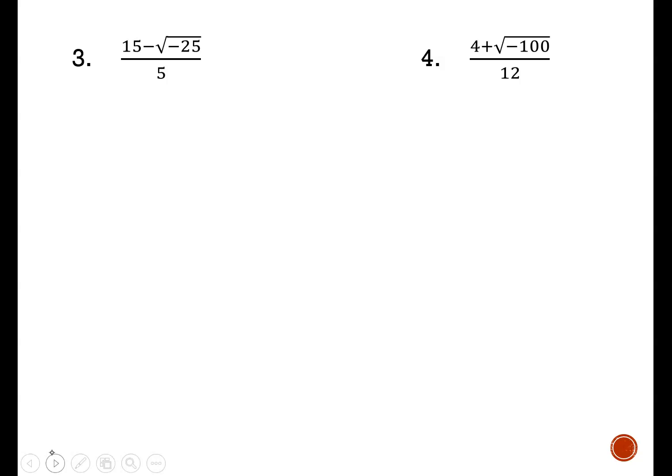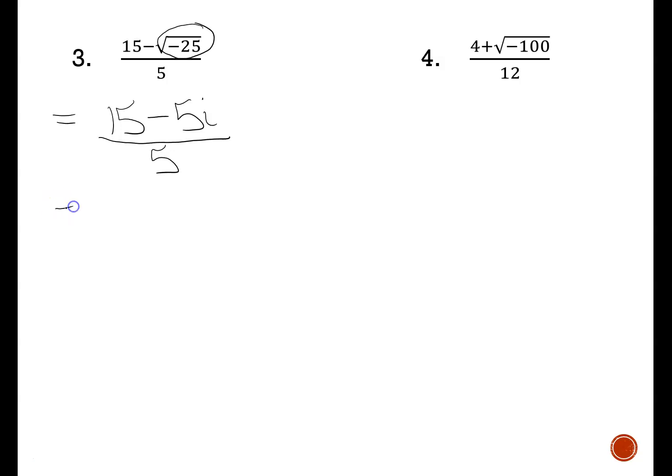Here's some that are in fraction form. These problems are again trying to get you ready to use the quadratic formula. So we're just practicing simplifying here. You're going to keep everything on this first step and just rewrite the square root as an imaginary number. So we keep the 15, we keep that minus, then we rewrite square root of negative 25 as 5i. Keep the fraction bar and keep the 5 on bottom.